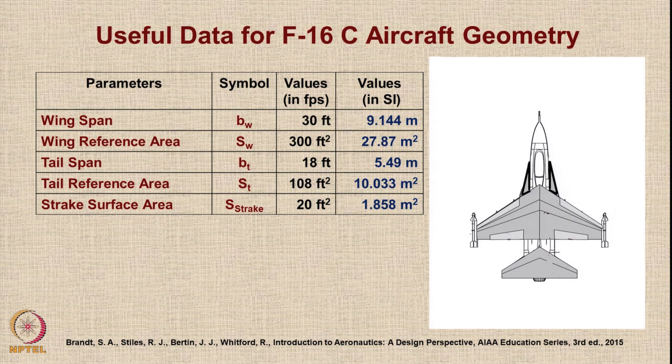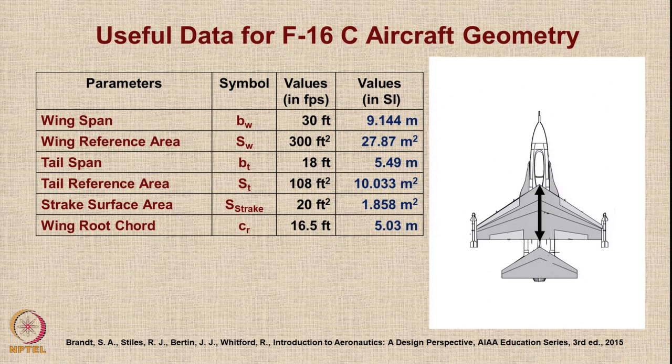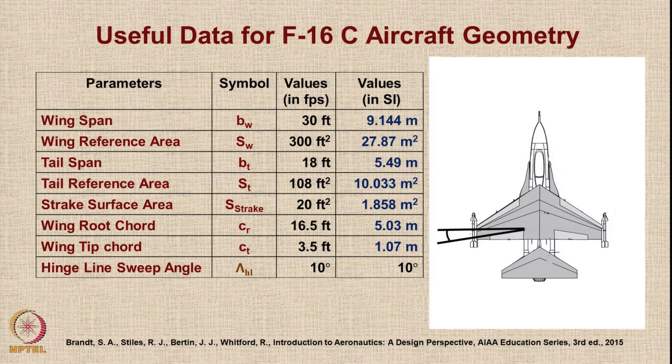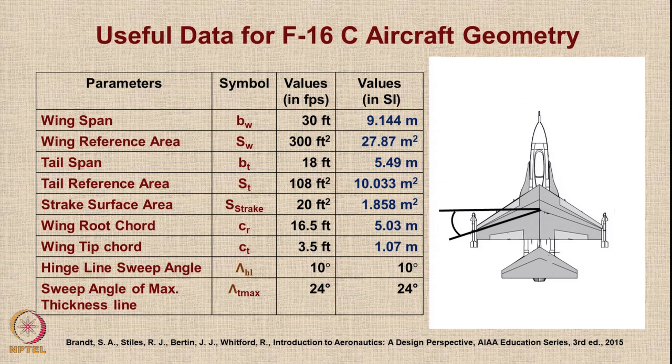This aircraft is fitted with leading edge strakes near the wing root, the wing fuselage junction, and these strakes are a total of 10 square feet each, so that is 20 square feet area, 1.858 square meters. The root chord of the wing on the fuselage center line is 16.5 feet, which is 5.03 meters. The tip chord is 3.5 feet or 1.07 meters, and the hinge line of the flaps is swept at an angle of 10 degrees. And also the maximum thickness line, the line along which we have the maximum thickness of the aerofoil, approximately 40% of the chord, the angle of that line is 24 degrees.